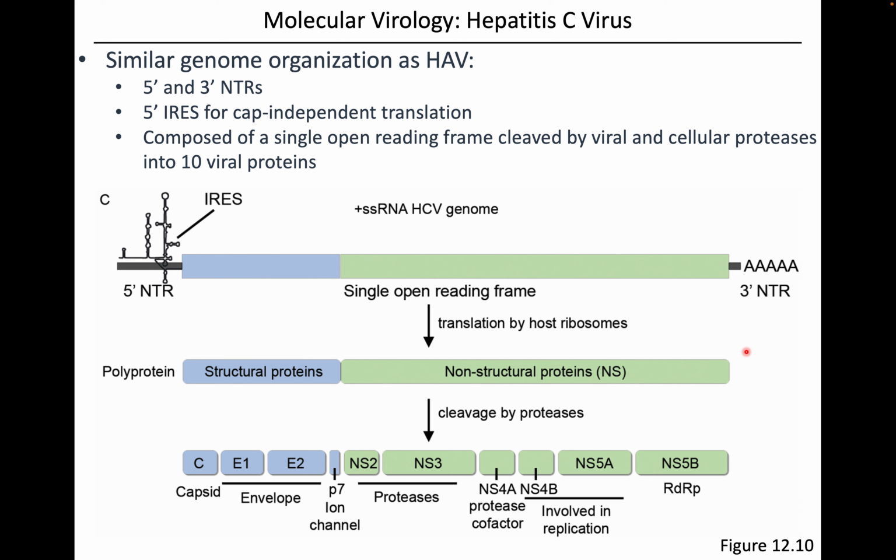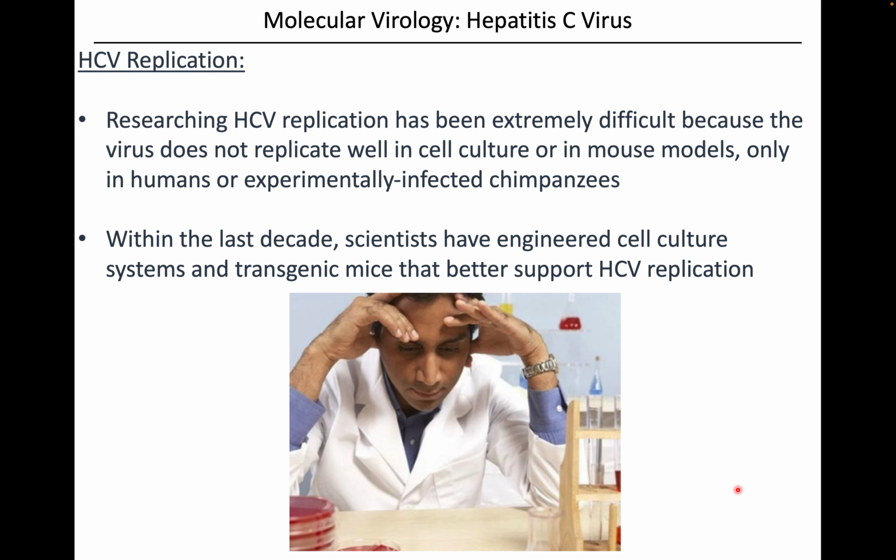So I won't dwell on it since there's a lot of similarities here to hepatitis A, right? So we've got the similar 5' cap, internal ribosome entry site at the 5' end. We've got the poly A tail. We're going to translate this in just one long polyprotein, and then proteases are going to cleave that up into the individual functional viral proteins. So at this point, we're pros at that idea.